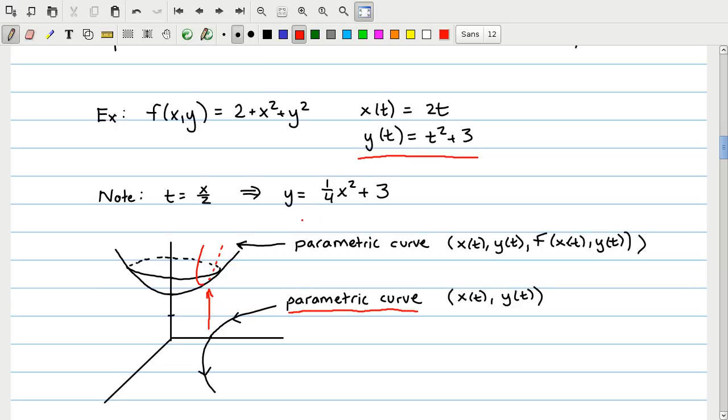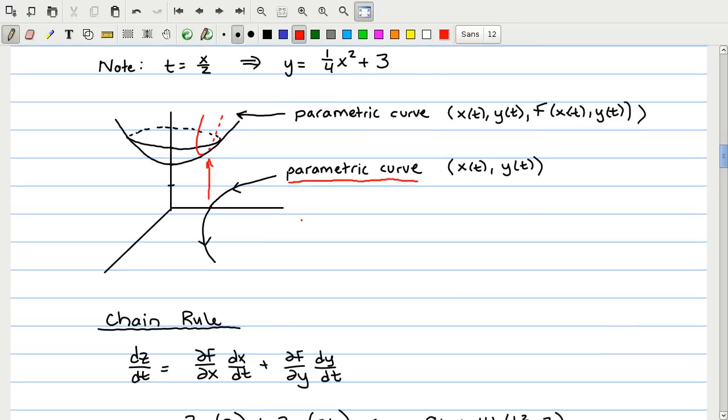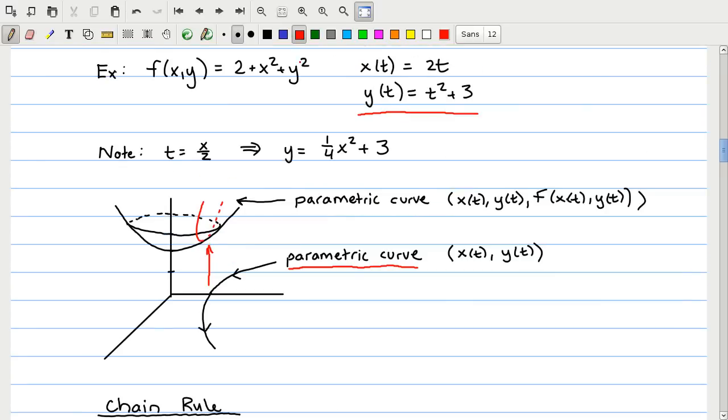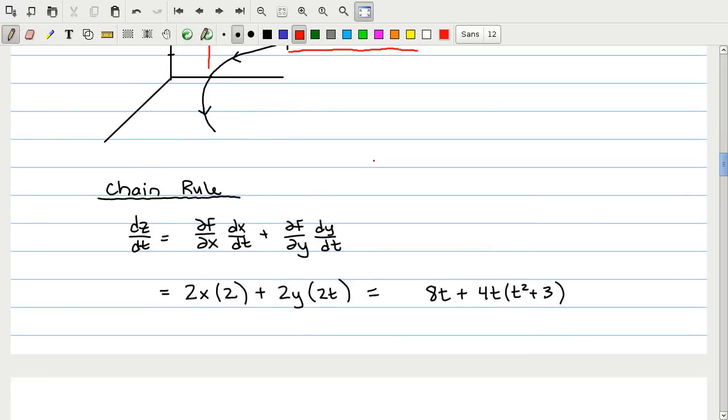So that's a lot of talking, but the calculation is quite simple. We simply say that dz/dt is df/dx times dx/dt, plus df/dy times dy/dt. df/dx in this case was 2x, df/dy is going to be 2y, dx/dt is 2, and dy/dt is 2t. And so we plug them in: 2x times 2, plus 2y times 2t, and we get this expression here.